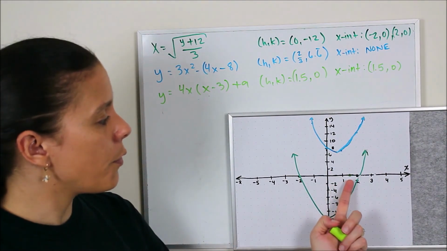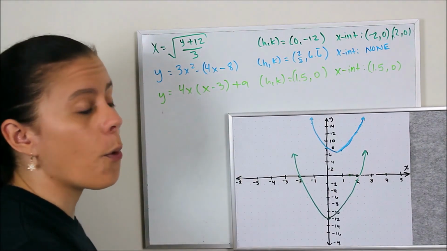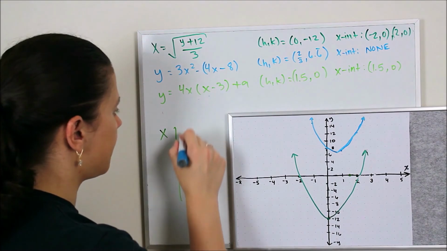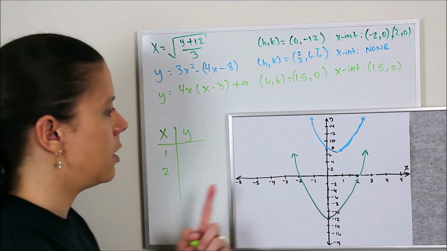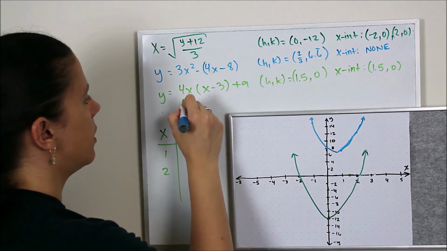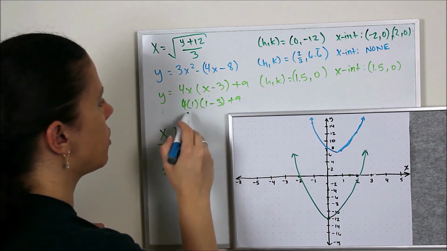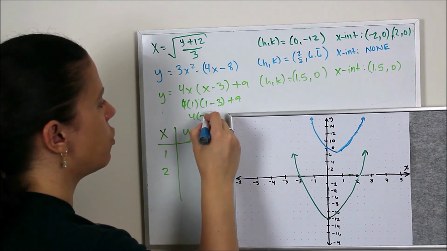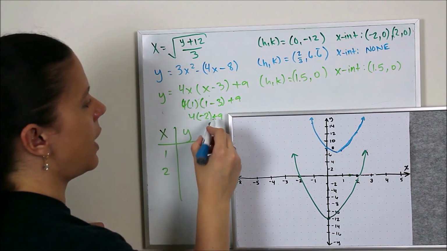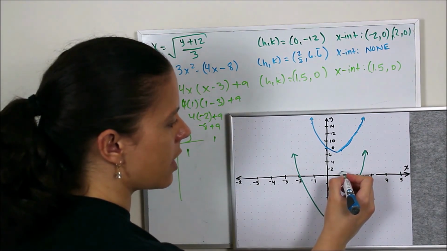So now, 1.5, we could use 1 and 2, which are equidistant from 1.5, and that way we know that whatever we get for 1 is the same thing for 2, right? So let's try that. If we do 1, this would be 4 times 1 times 1 minus 3 plus 9. That's just going to be 4 times 1 minus 3 is -2, which is -8 plus 9, which is 1. So this would be 1, 1. So this would actually go right here.